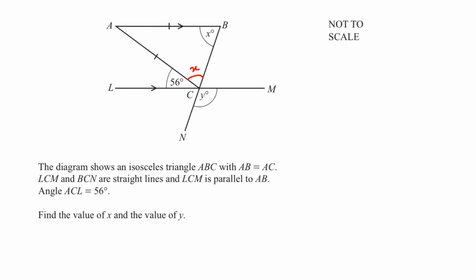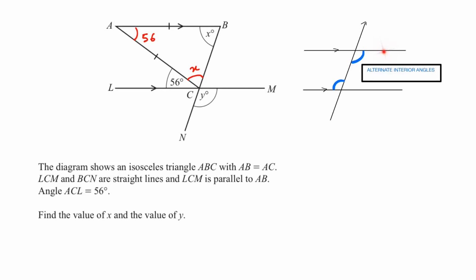Because these two lines are parallel, we can find angle BAC. It will be 56. If your angles form a Z like this, then this angle will equal this angle. The reason being alternate interior angles are equal. Therefore, angle BAC will equal angle ACL. That will give us 56.